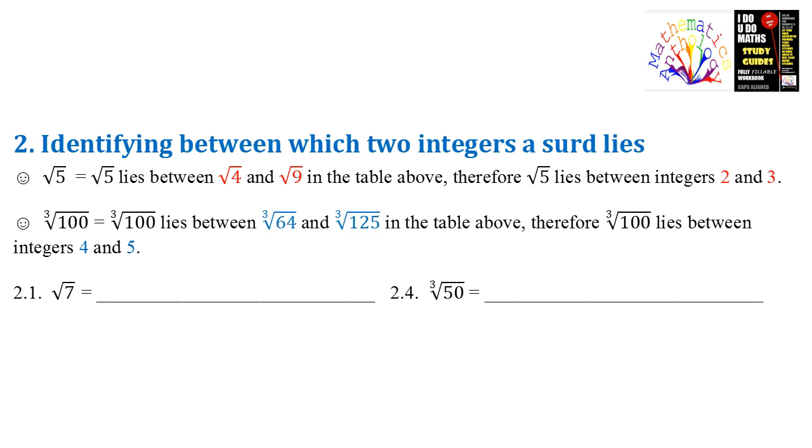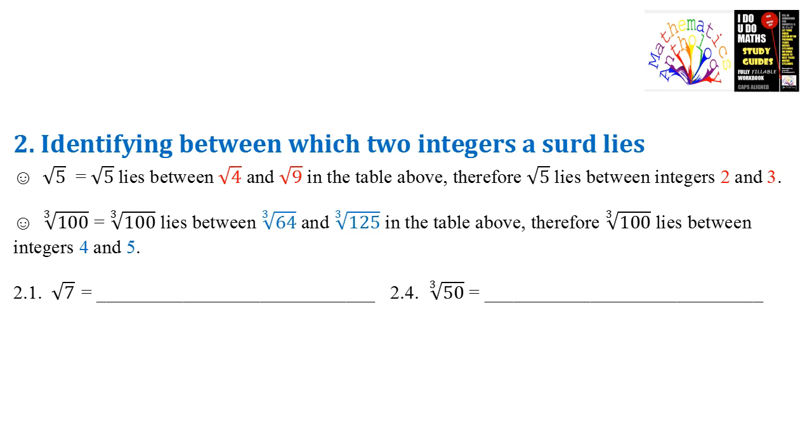Identifying between which two integers a surd lies. So let's look at the square root of 5. The root of 5 lies between the root of 4 and the root of 9 in the table that's given in the book there. Therefore, the root of 5 lies between the integers 2 and 3.